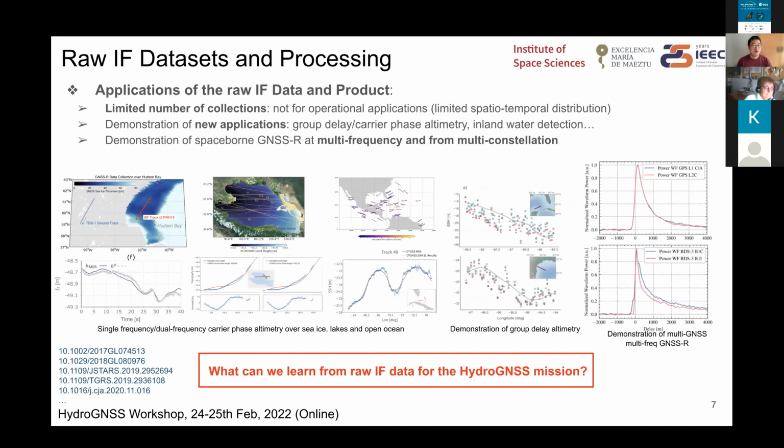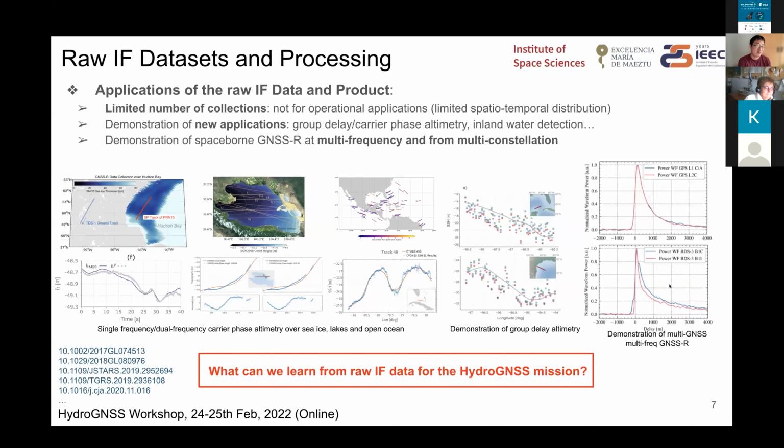By using the RAW-F data sets, we have done different types of attempts, like carrier phase altimetry over sea ice, inland water, or even open ocean. We have also demonstrated space-borne GNSS-R at multi-frequency and from multi-constellations. For example, on the right plot, we have the waveforms at L1 and L2 processed from Spire radio occultation data. We also have waveforms at B1C and B1I, which are from BuFeng-1 RAW-F data.